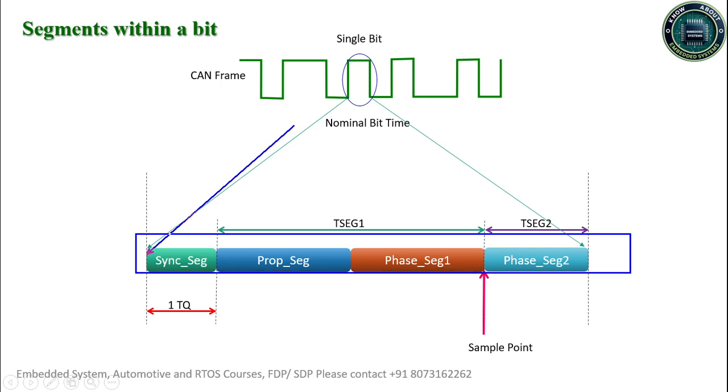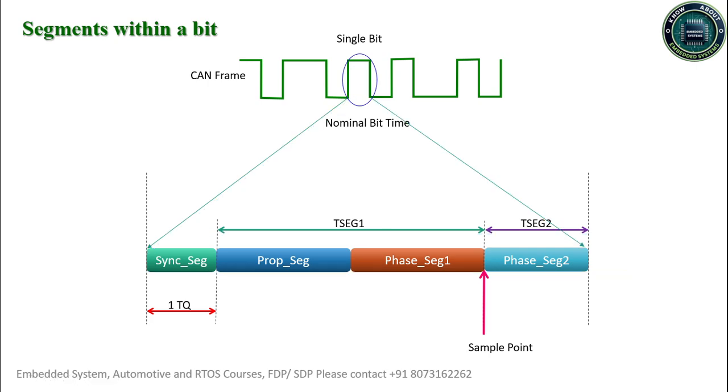So this single bit is divided into multiple segments in order to provide proper synchronization. Also, it is used to achieve your customer requirement or project requirement. So a single bit will have 4 different parameters.